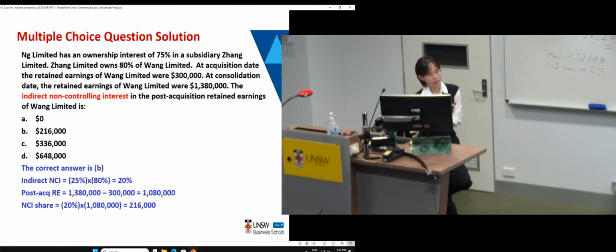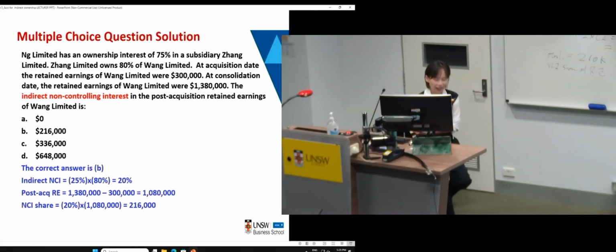If it's just retained earnings, INCI only has a share of the post-acquisition, so the answer is still B. Even if the question asks for the INCI interest in the retained earnings of One Limited, your answer is still B, because INCI only receives a share of the post-acquisition retained earnings. INCI does not receive a share of the pre-acquisition retained earnings. It remains the same. It's not like that. This is a total NCI. It's different. Total NCI includes DNCI and INCI. That's what we call total, right?